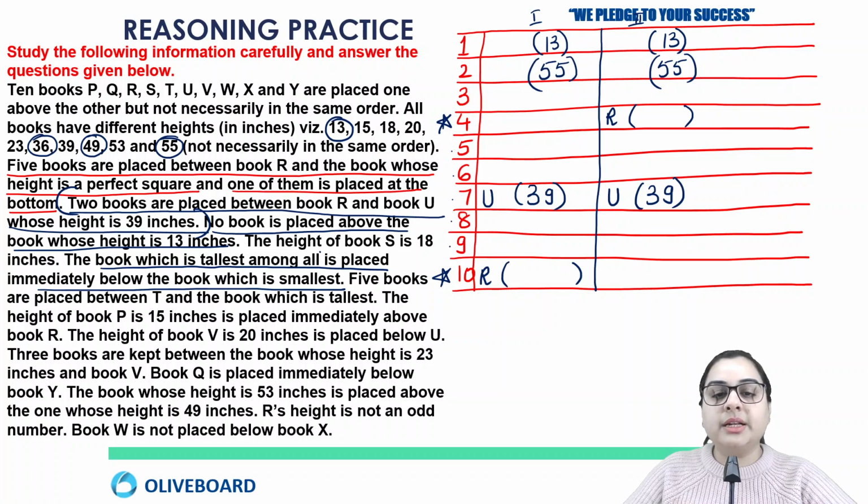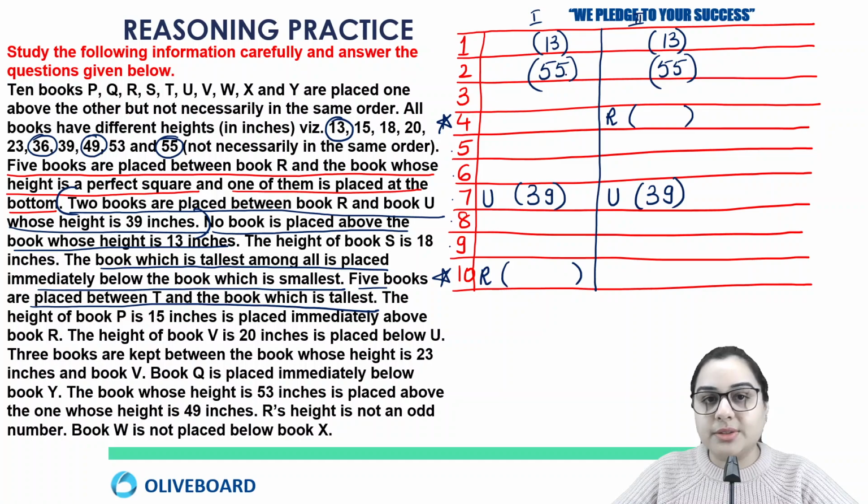Next we have that the height of book S is 18 inches. We cannot write this now. There are 5 books between T and the book which is tallest. Okay, so the tallest book is 55 inches, which is on second position.